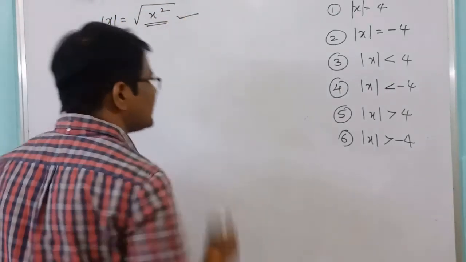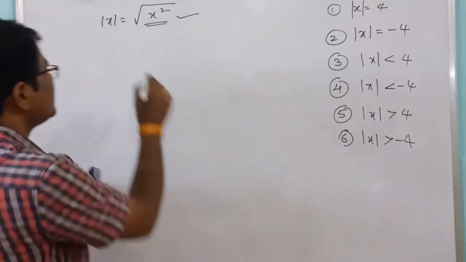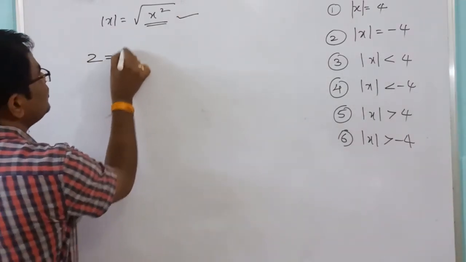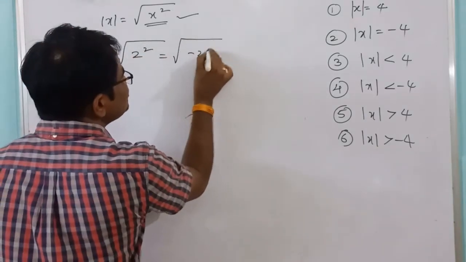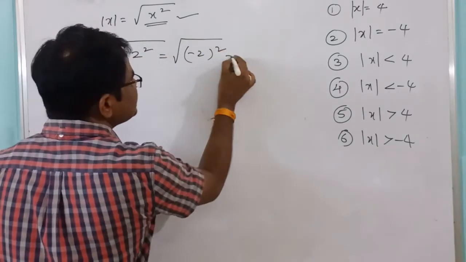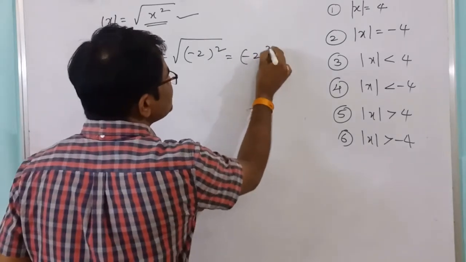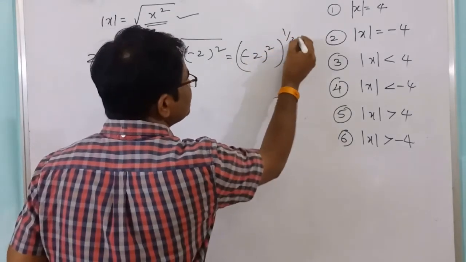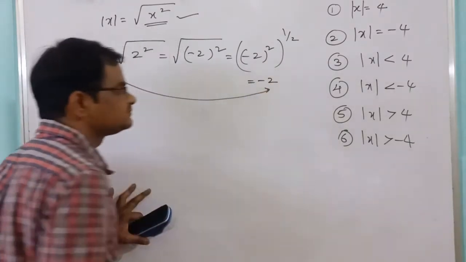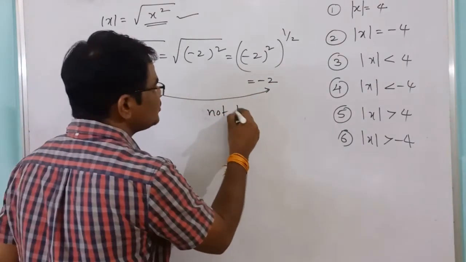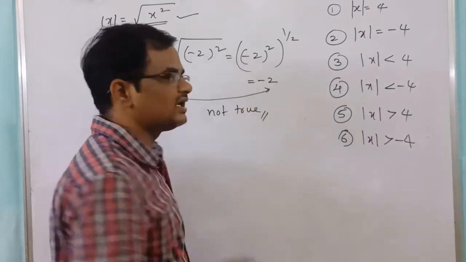What is the reason behind this one? See here, suppose you write 2 equal to root of 2 square. If you write it as minus 2 whole square, that is equal to (minus 2) whole square to the power of 1 by 2. If you cancel these two, you get minus 2. Is 2 equal to minus 2? It is not true. Here one mathematical error is there.